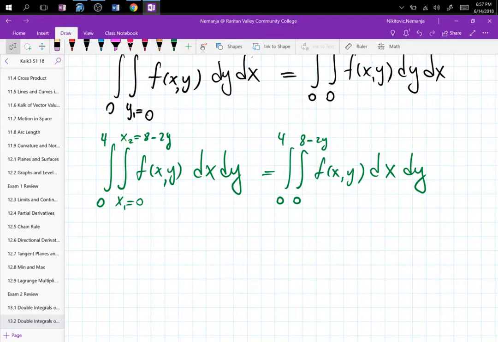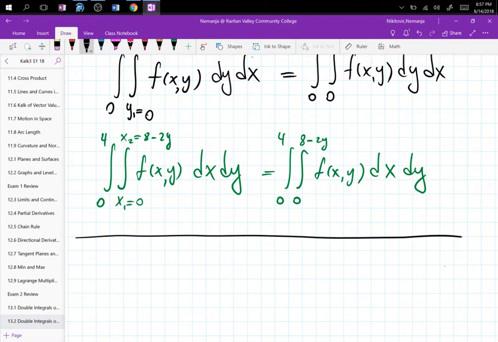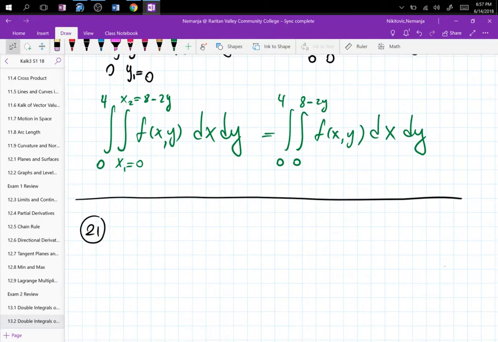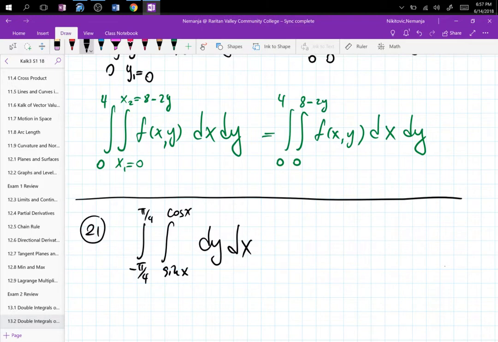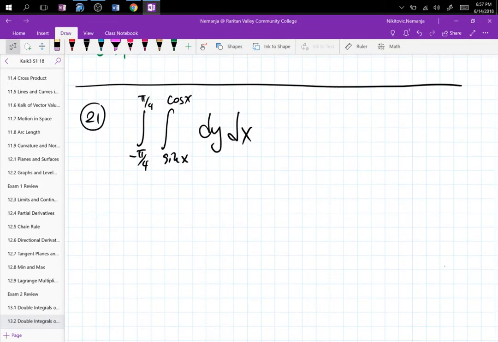Let's go with the first practice example, evaluating an integral. I know how much you love trig, so let's start with trig. This is problem 21: the integral from negative pi over 4 to pi over 4, of the integral from sine x to cosine x, dy dx. Go. Compute the inner integral first, and then compute the outer integral.